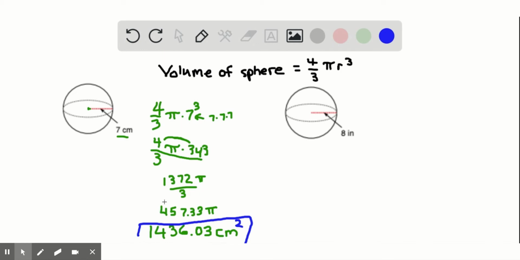Keep in mind, sometimes the answer with pi in it may work. So 1,436.03 centimeters squared. Let's look at the next one.